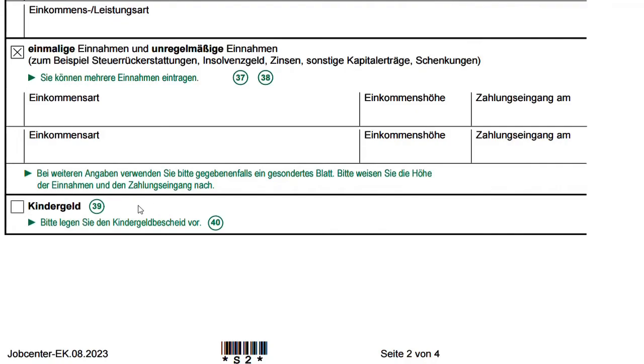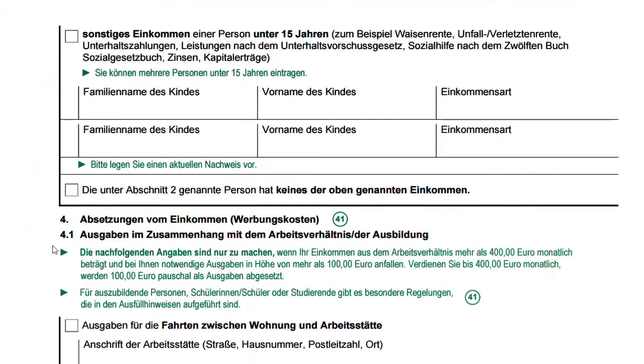If he or she gets child benefit, you mark here with a cross, and you should send the Job Center a copy of the Kindergeldbescheid, or the decision of the Familienkasse about the child benefit of this person.